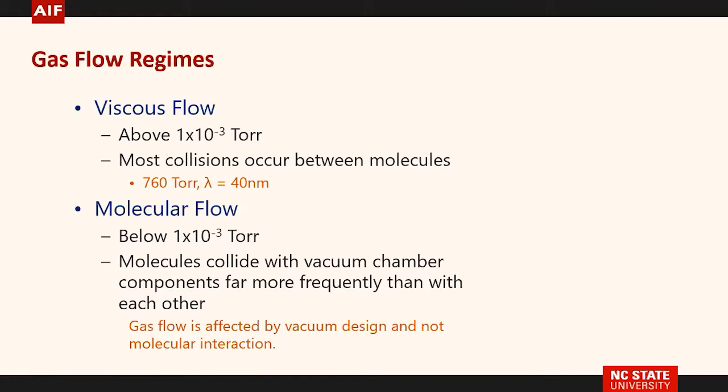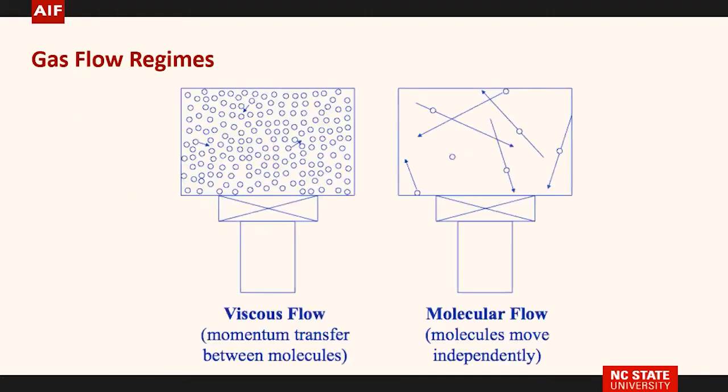In viscous flow, most collisions occur between the molecules. Once you get below 10 to the minus 3 torr, there aren't as many atoms in that vacuum system. The molecules collide with the vacuum chamber components much more frequently than with each other. In that case, your gas flow is affected by the design of your vacuum system and not by hitting other molecules. So here's a schematic showing that in viscous flow, your momentum transfer is between the molecules. In molecular flow, your collisions are with the walls of the vacuum system.